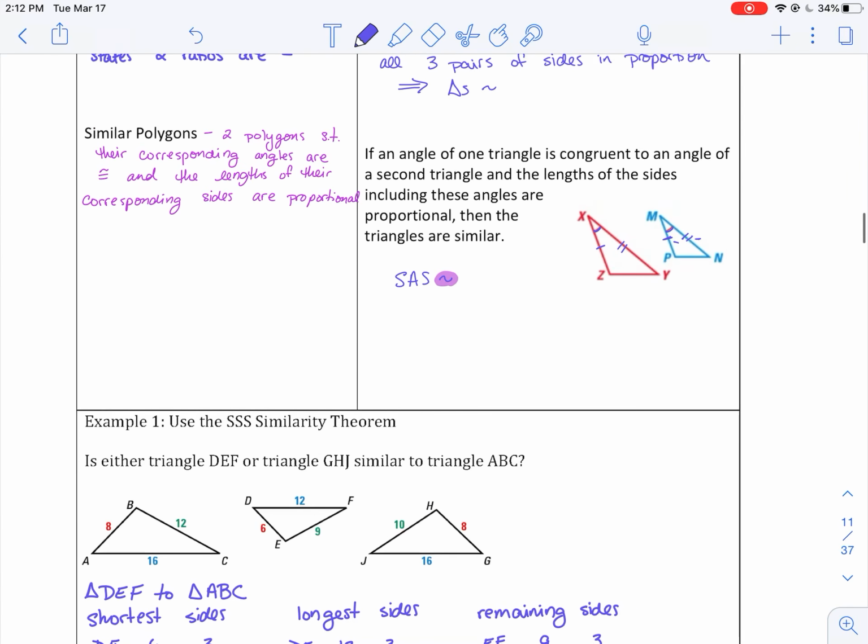Use the information given to you to decide whether or not they are similar using side, side, side. The way that we want to compare these, if we're doing triangle DEF to triangle ABC, is to first pair up the shortest sides, the longest sides, and the remaining sides. So go ahead and set up your proportions right now, pause the video, and then you can check your work.